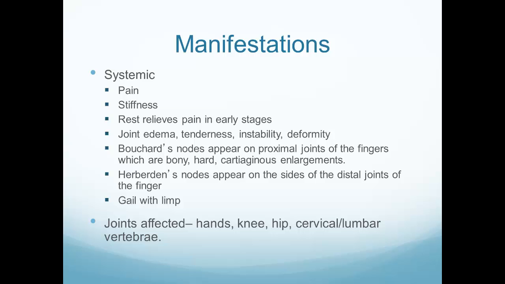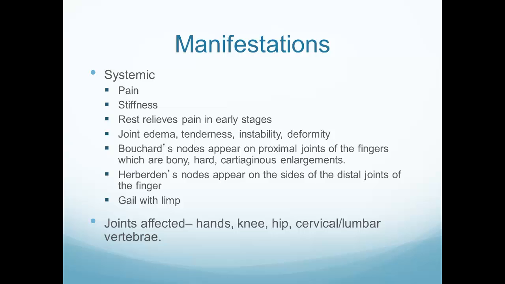We might start to see some joint edema. We might start to see some nodes forming on the proximal joints in the fingers. These are hard and bony; it looks kind of like a wart, but it's hard and bony. A gait with a limp. The joints often affected are going to be the hands and the knee. Here's a very common one: the hands and the knee is a very common one.